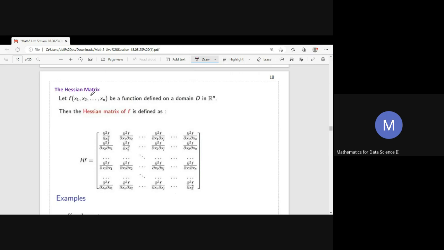So what is this Hessian matrix? Let us see. Let us say you are having a function f of x1, x2, up to xn on a domain D. Then the Hessian matrix of f is defined as follows. For example, let me simply consider the function f of x comma y. Then what should be the Hessian matrix here?